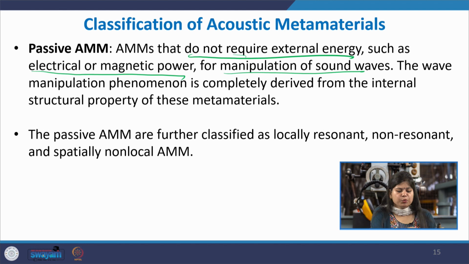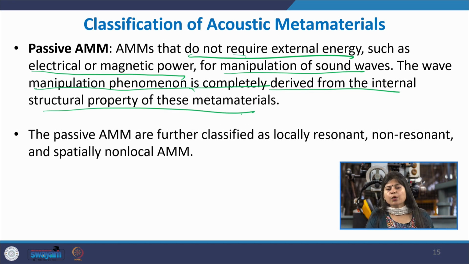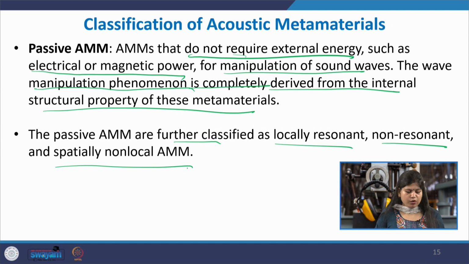Rather, the wave manipulation is completely derived from the internal structure of the material itself. So how the material is, what is its internal structural property, that itself governs how the sound wave is going to get manipulated. You do not need to supply an external electrical, magnetic or any other form of energy to it. And their classifications are locally resonant, non-resonant and specially non-local. What is a locally resonant AMM?